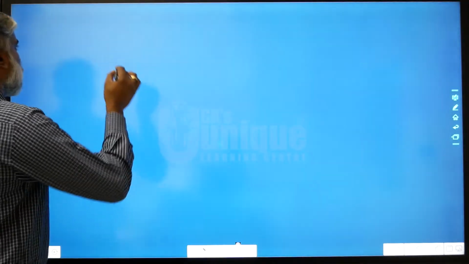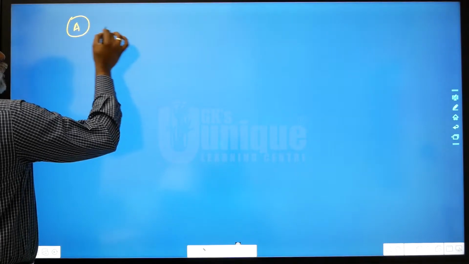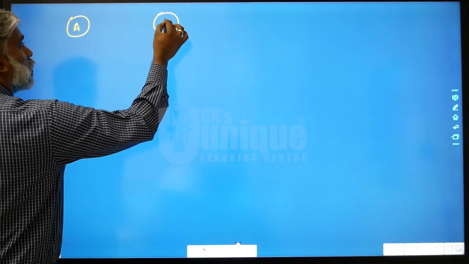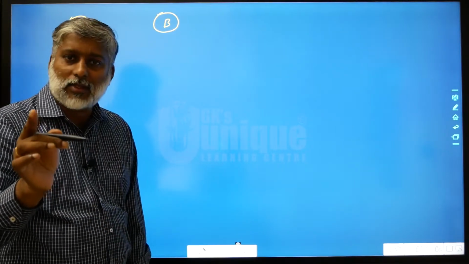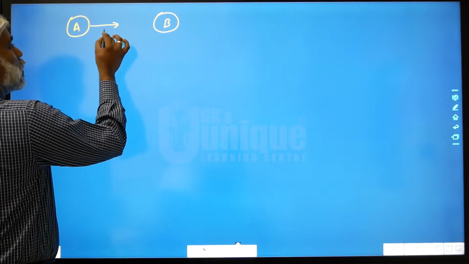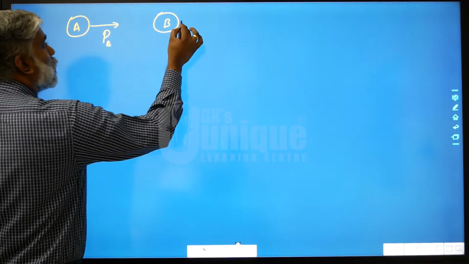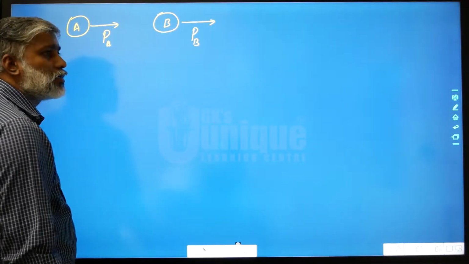Listen here. You consider two bodies. This is the first body and this is the second body. Both are moving bodies, moving along a straight line. Momentum of A is called PA, momentum of B is called PB. These are the initial momenta.